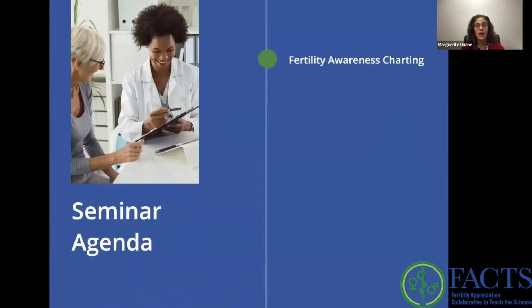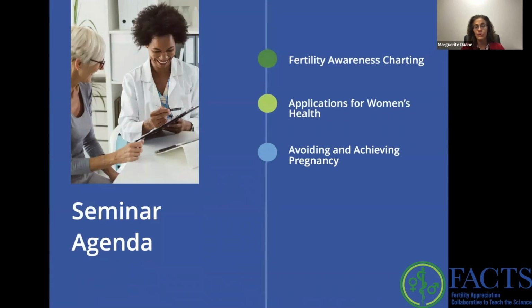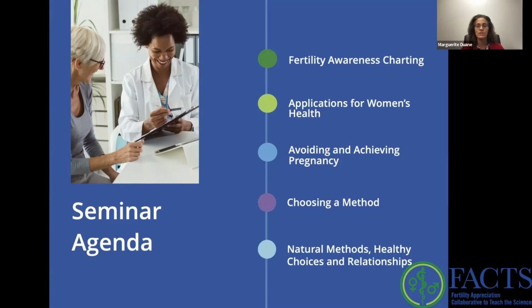I want to just highlight a couple of things that we will talk about, just the applications for women's health and their use for avoiding and achieving pregnancy. And then we'll really finish up with how to choose a method and why these methods may be a healthier alternative. The beautiful thing about modern fertility awareness-based methods is they really allow women to know her body.